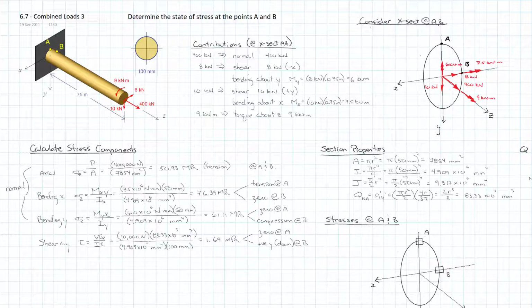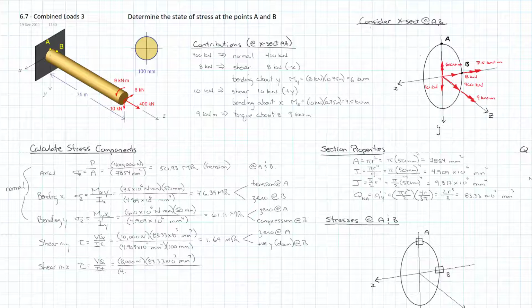So we do that one more time, and we have another force causing shear, and that's in the negative x. So in the x, tau equals VQ over IT, 8 kilonewtons. I'm reading that wrong. So 8,000 newtons. Q is the same, 83.33 times 10 to the third millimeters cubed.